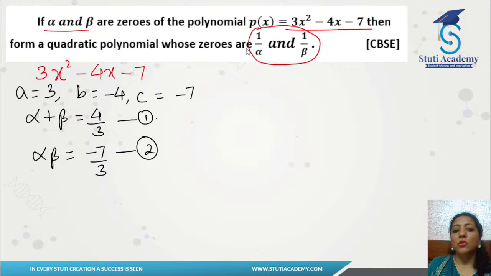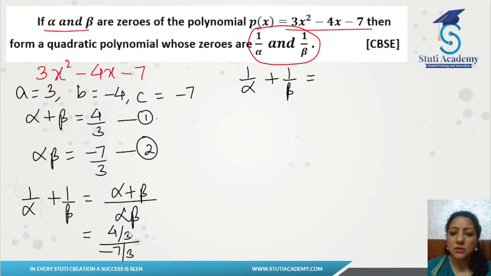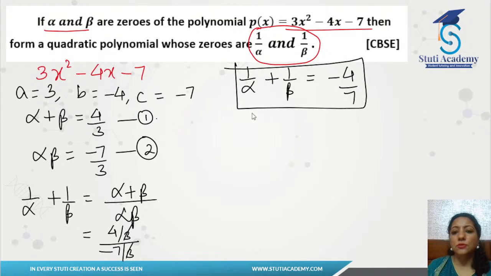Now I need to form a quadratic polynomial whose zeros are 1 upon alpha and 1 upon beta. I'm going to solve for the sum of the zeros here. That is alpha plus beta upon alpha beta. So alpha plus beta is actually 4 by 3. And then alpha beta is minus 7 by 3. So I will get 1 upon alpha plus 1 upon beta, that is sum of the zeros, as 3. I can cancel. I get minus 4 by 7. I've got the sum of zeros.